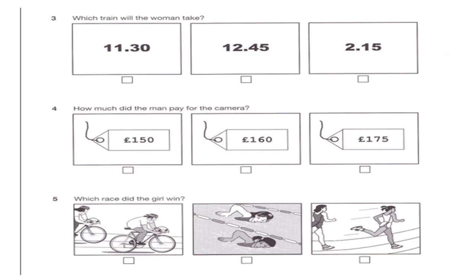Five. Which race did the girl win? Were you at the sports competition on Saturday? Yes. I saw you come first in your bicycle race. But your best sport is swimming, isn't it? Yes, but I was second in that. Next year, I'm going to try running in the 800 metres too. Wow, you are good at sports.